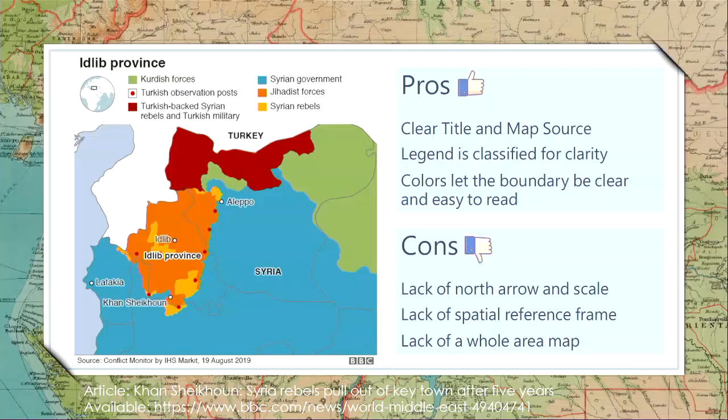However, there are some drawbacks. Firstly, there are no fundamental elements like north arrow, scale and spatial reference frame. Secondly, it doesn't provide a whole-area map that this map is referenced from. So readers may feel confused about where this area is located in the Middle East. Thank you.